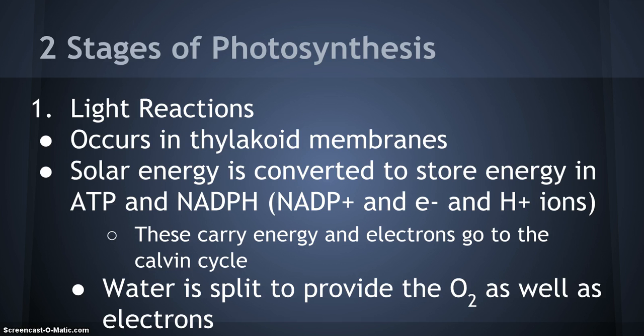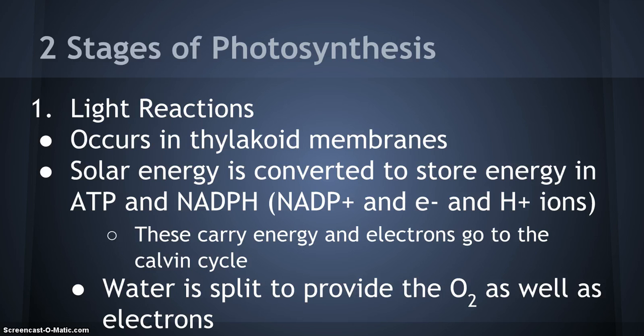So what we're going to do is use that electron carrier and the electrons, and we're going to go through somewhat of the same system. These carry energy and electrons and go to the Calvin cycle. So we have two forms and two cycles here. In cellular respiration, we had three. Here we have the light reactions and the Calvin cycle, which can also be called the dark reactions.